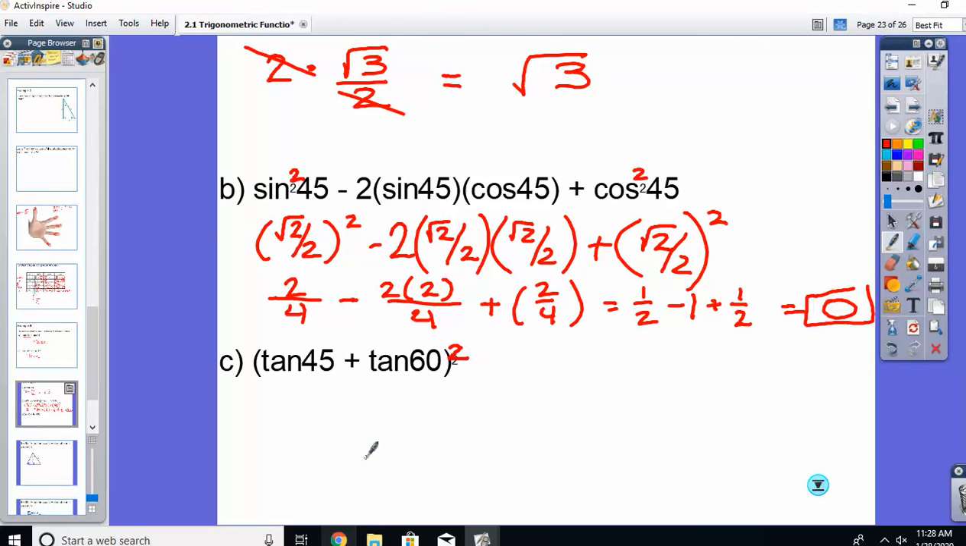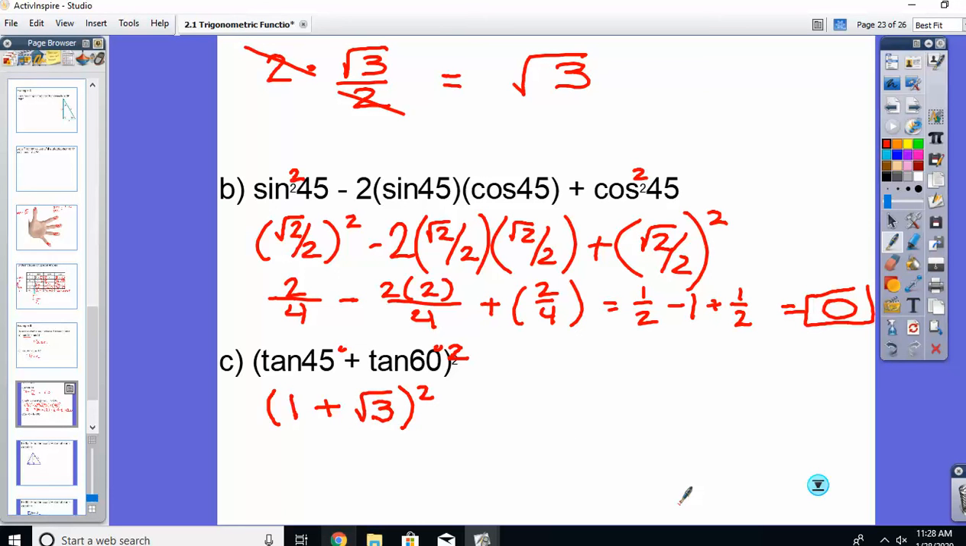This is tangent of 45 degrees plus tangent of 60 degrees squared. Tangent of 45. So fold in your 45. Tangent is the top over the bottom. Radical 2 over radical 2 is 1. Plus tangent of 60. So fold in your 60. Radical 3 over radical 1 is radical 3. And I'm going to square that.